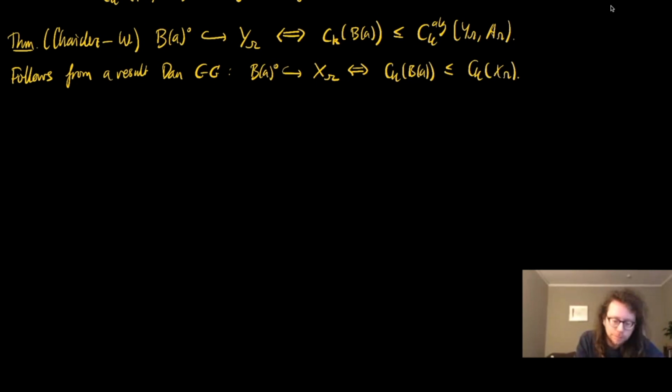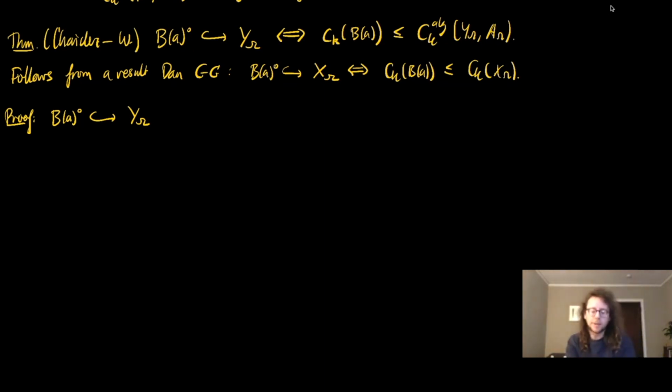Okay. So let me prove this theorem just to give you a sense of what these arguments feel like. One direction is sort of obvious in the sense that if we have an embedding of the open ball inside Y_omega, well, let me say it like this.